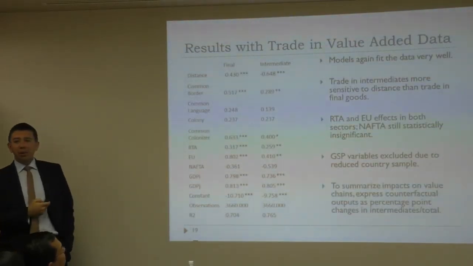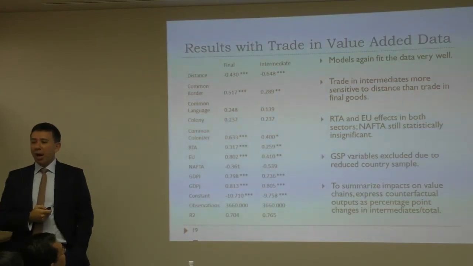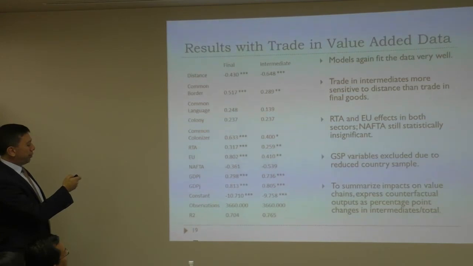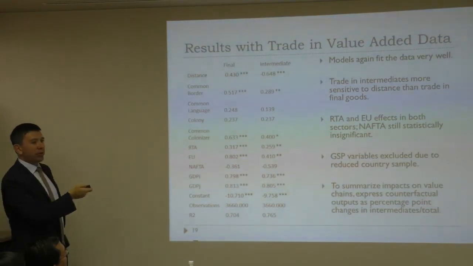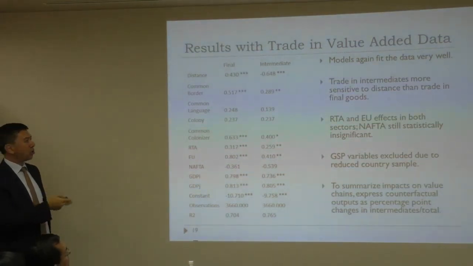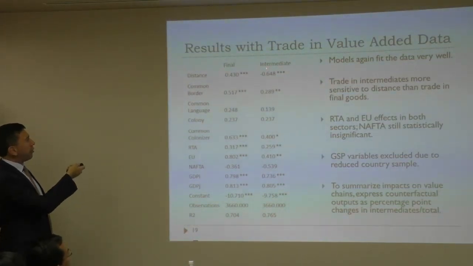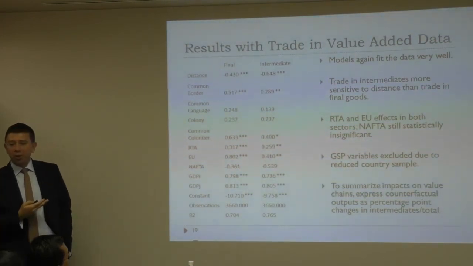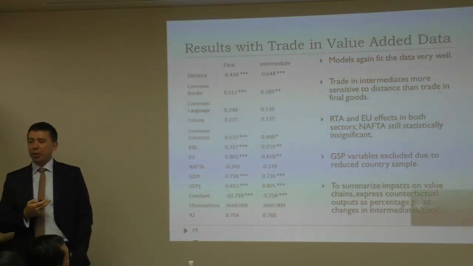Let's have a peek at the more innovative part, which is the trade in value-added data. What I've done here is run two models separately for final goods and intermediate goods, aggregating across all sectors. So this is total trade in final goods, total trade in intermediate goods. The models are pretty similar. We find, again, RTA and EU having strong effects, NAFTA having no effect. I left out GSP because this is a much smaller sample, so there's very little GSP treatment in it.